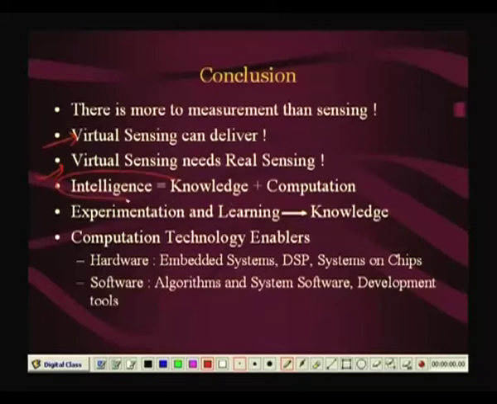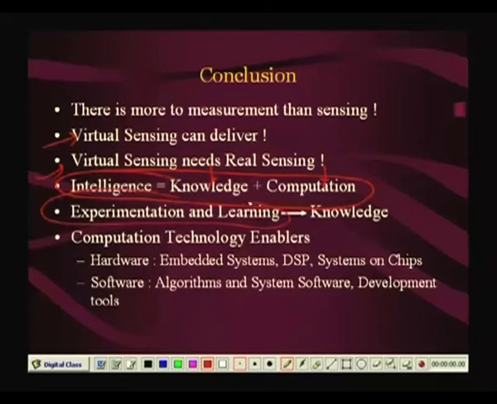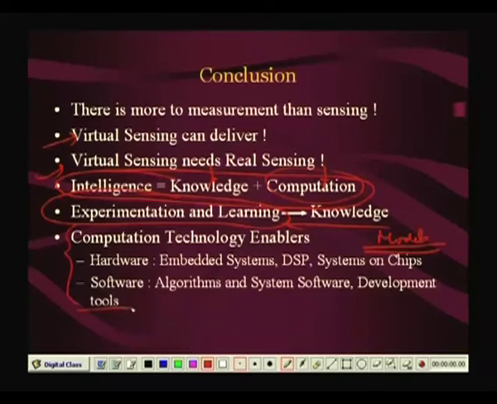Basically, we are trying to create intelligence within the devices, which comes from knowledge and from computation. Knowledge will come from experimentation and learning, that is, these are the models which you want to set up. Without the models, no estimation algorithm will work. So, for building the models, you need to do experimentation, and computing can be done today using the technology enablers in hardware and software. This is the point that I wanted to make today. Thank you very much.